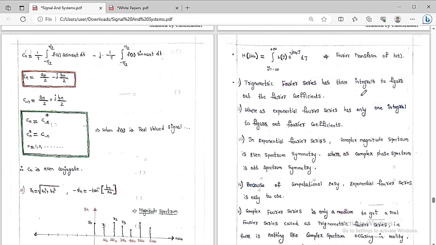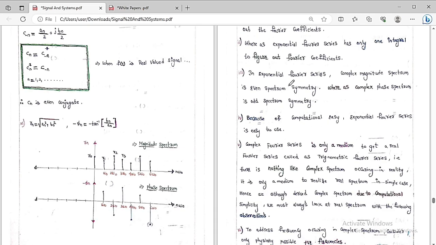The trigonometric Fourier series has three integrals in order to find the Fourier series coefficients, which are A0, An, and Bn, whereas the exponential Fourier series has only one integral in order to find the Fourier series coefficient, which is Cn. In the exponential Fourier series, the complex magnitude spectrum has even symmetry, whereas the complex phase spectrum has odd symmetry.